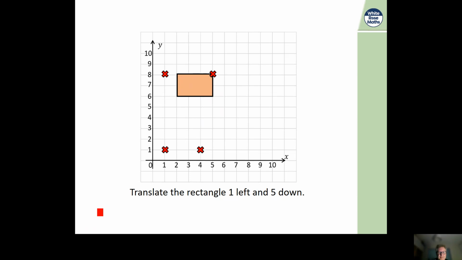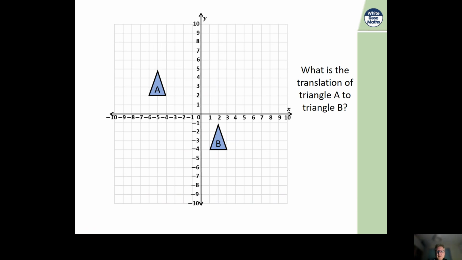One left, 5 down. One left, 5 down. So what is the translation of triangle A to triangle B? Have a think.